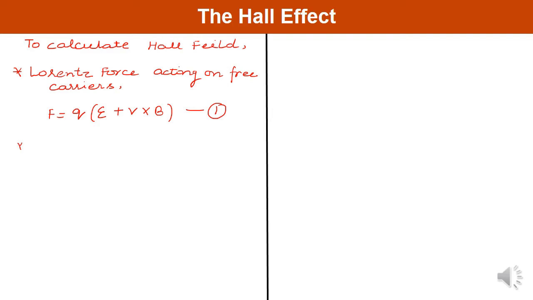Now, assume that carriers can only flow along the x direction, and label their velocity as Vx. So by assuming carriers are moving along the x direction with velocity Vx, since carriers are moving along the x direction, it means net force must be 0 along the y and z direction.